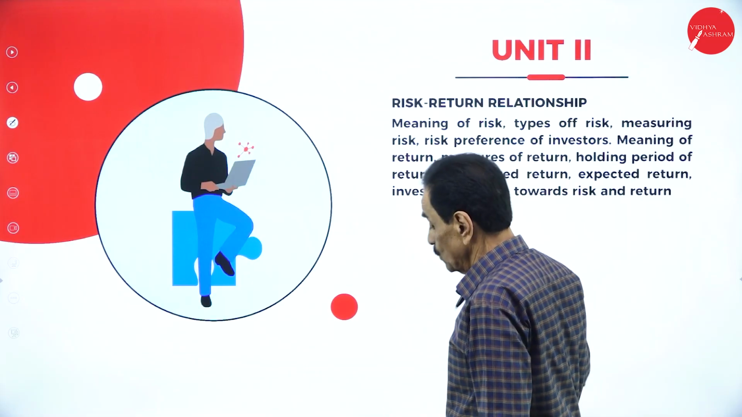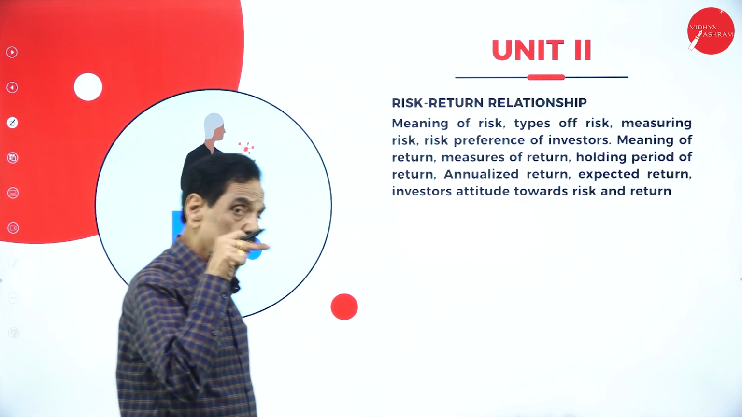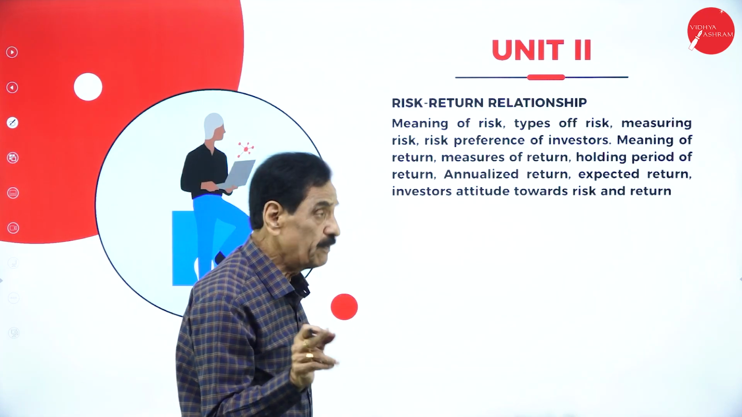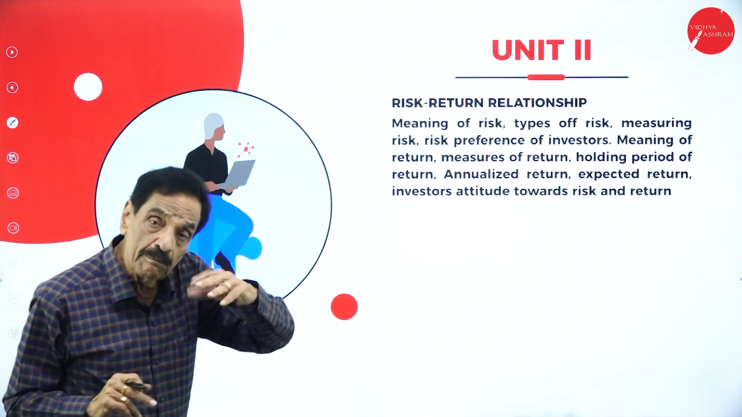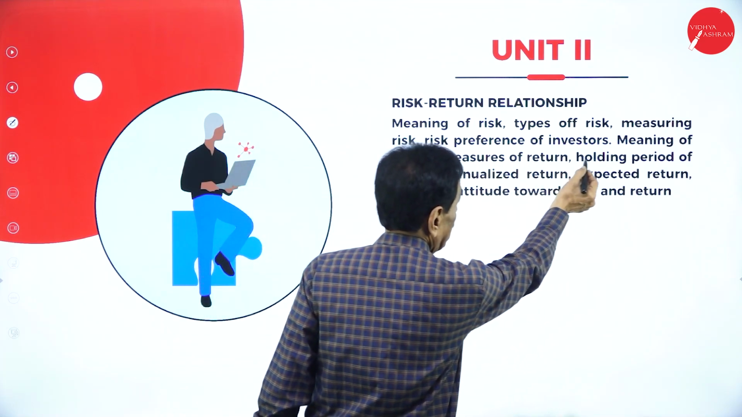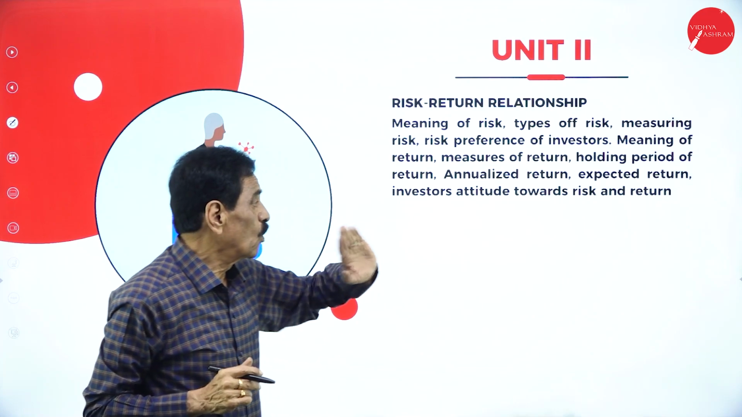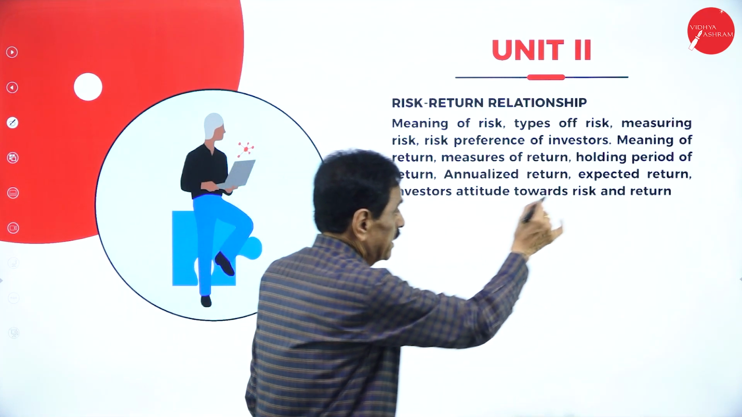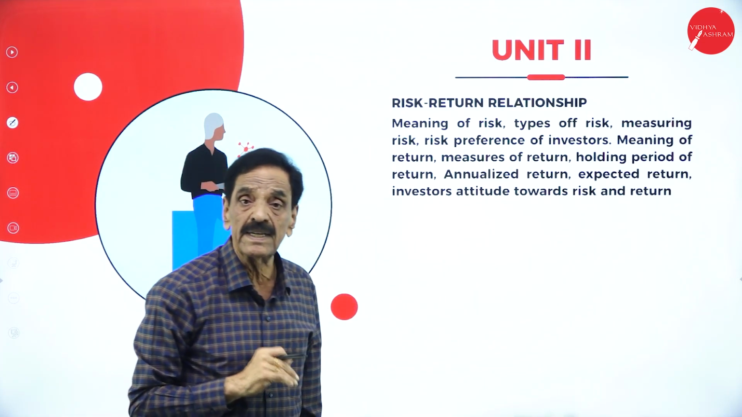Then, Unit 2, Risk and Return Relationship. We are going to explain what you mean by risk and return, meaning of risk, types of risk. Then measuring of risk, how risk will be measured, risk preference of investor, meaning of return, measure of return, holding period return, analysis of return, expected return, investor's attitude towards risk and return.